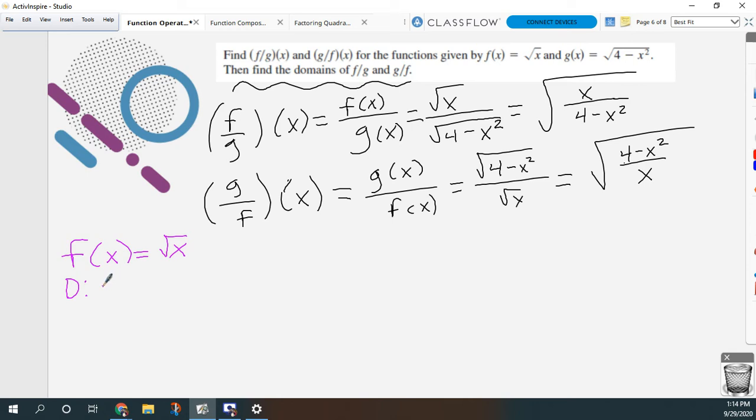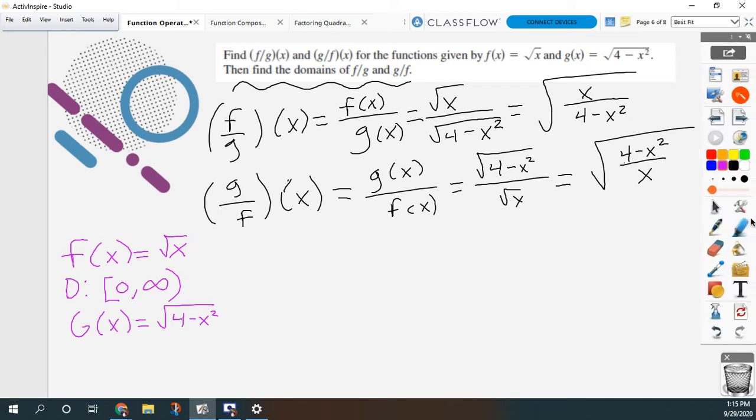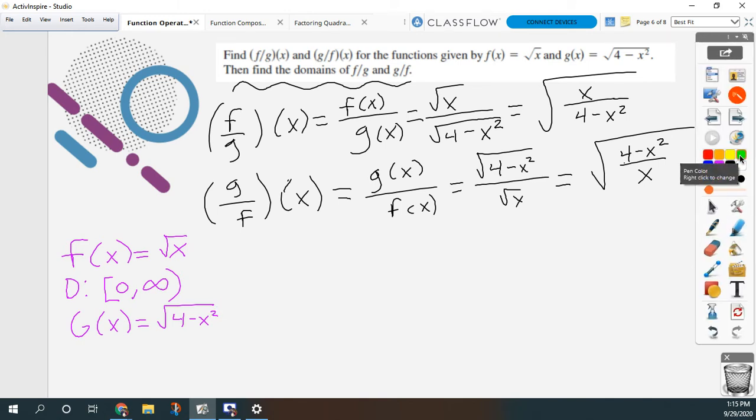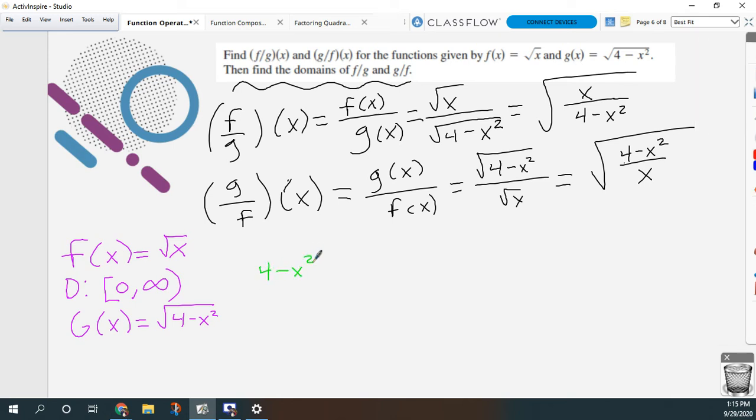So for our f of x, notice that our x value is going to have to be greater than 0 since we have a radical. Now, we also have a radical with our g of x function. However, notice that we have a squared underneath our radical. So that's going to make this problem a little bit different now. So remember that whatever is underneath our radical has to be greater than or equal to 0.